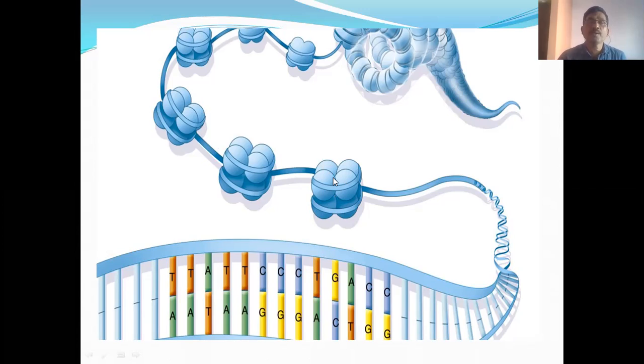So the compactness of this octamer depends upon the DNA packaging, meaning how the DNA packs this octamer. When it is tightly packed, the octamer becomes tight. This tight packaging depends upon the type of chromatin. When it is euchromatin, there is no tight packing. But when the chromatin is heterochromatin, it is tightly packed.